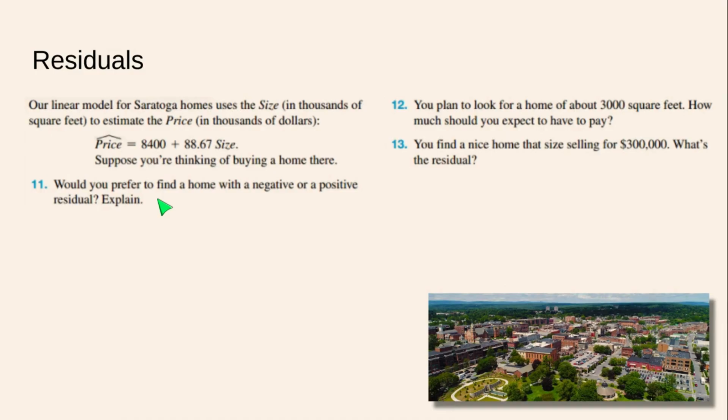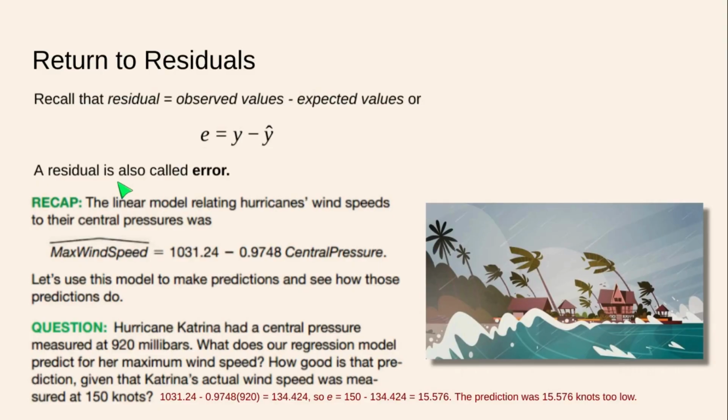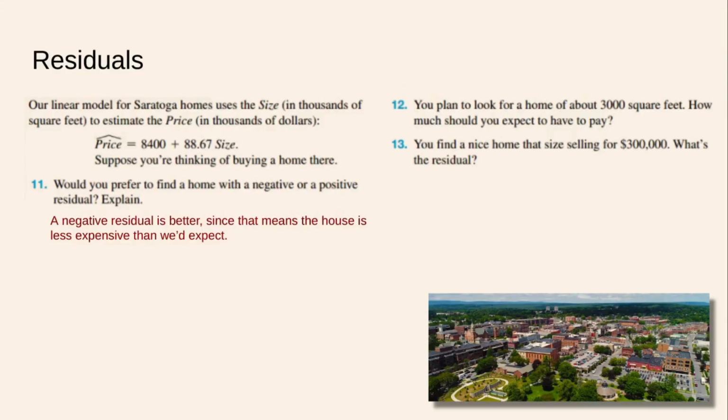All right, I'll assume we're ready to continue. I would want a negative residual. That would mean that the house is less expensive than we'd expect. If I had a negative residual, if you recall, the formula for residual or error is actual data value minus predicted data value. If E is negative, then the actual data value is less than what we predict, which is ideal. So 12 really sets up things for 13.